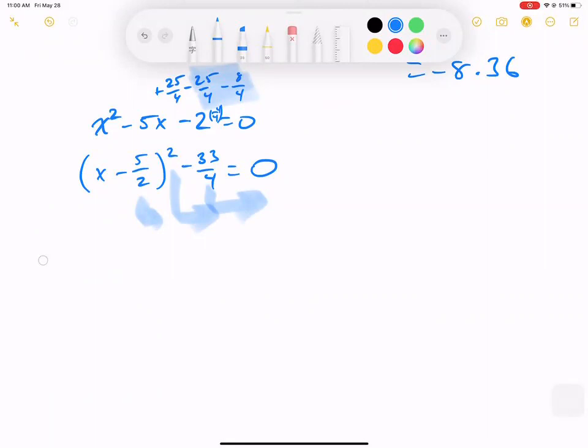Let's get rid of the negative 33 to the other side. That becomes a positive 33 over 4. We have to get rid of the square. How do we get rid of a square? We do the square root, plus and minus. Perfectly fine. And then we have to get rid of that 5 over 2. Negative 5 over 2 becomes a positive 5 over 2 on the other side.